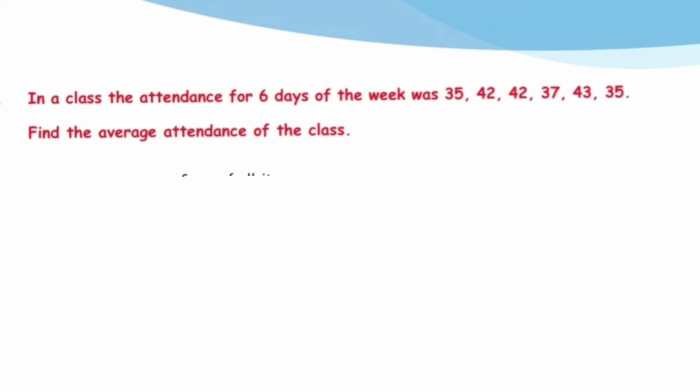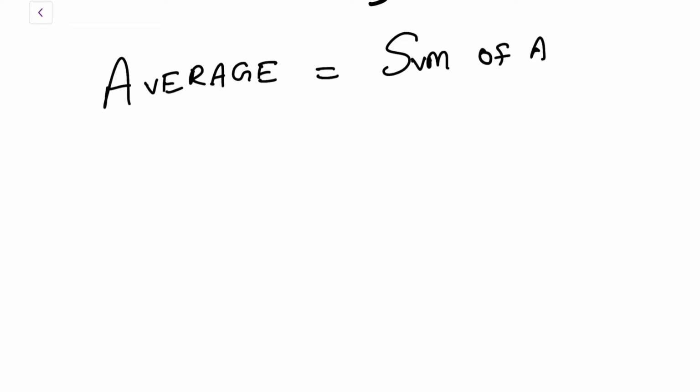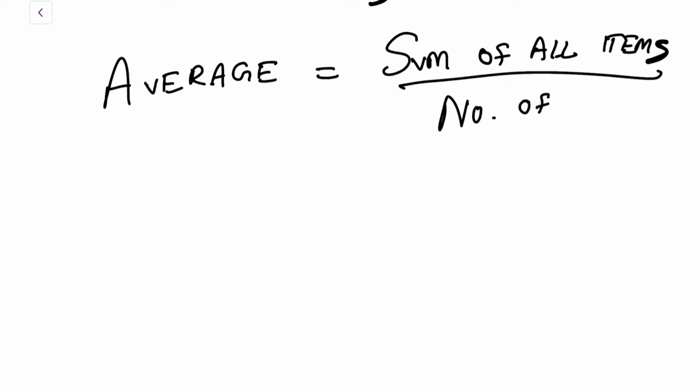Here's one question. I want you to also open your notebooks and try this along with me. In a class, the attendance for 6 days of the week was 35, 42, 42, 37, 43 and 35. They're asking you to find the average attendance of the class. Let's do that. So you tell me, how do you calculate average? What's the formula? Sum of all items divided by total number of items.